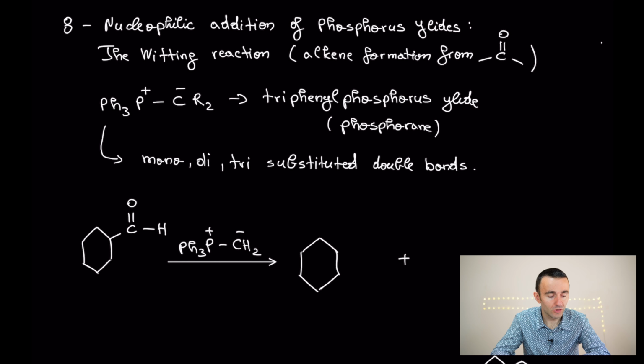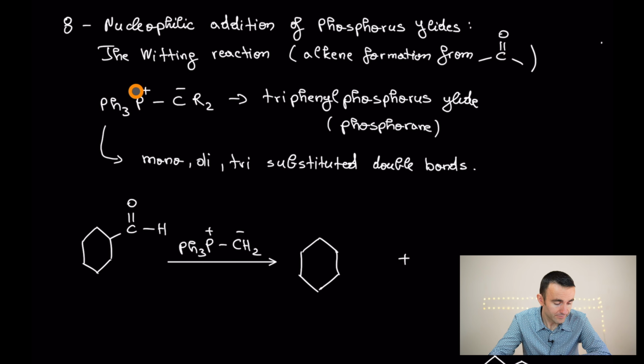Let's move further. Nucleophilic addition of phosphorus ylide. This is a really important reaction. It's generally widely used in organic chemistry synthesis in the lab. It does not have counterparts in biological pathways, but anyway, it's very handy in the lab. It is called the Wittig reaction, or alkene formation from the carbonyl group.